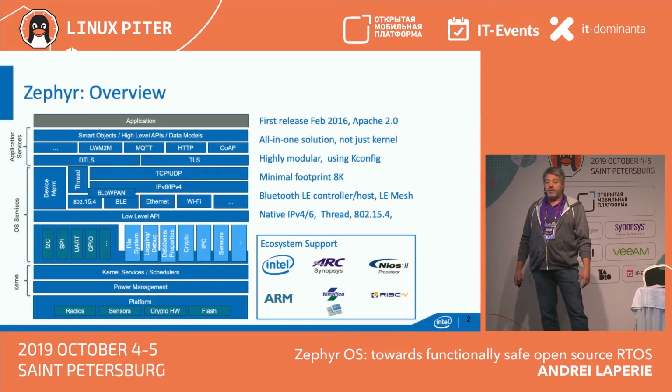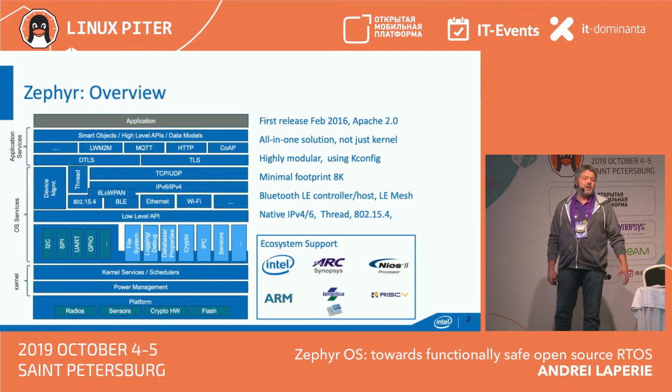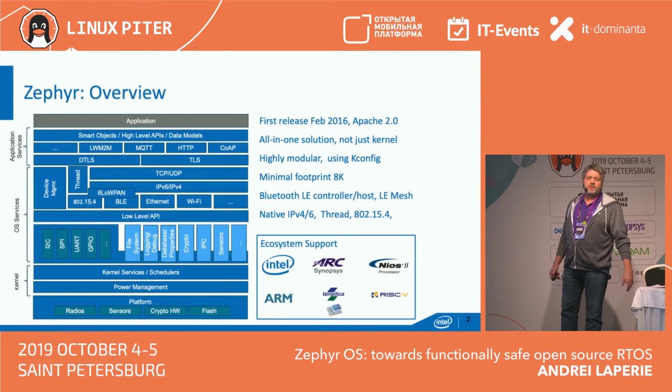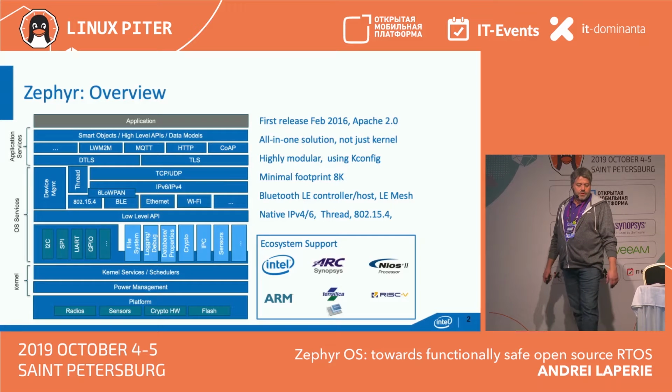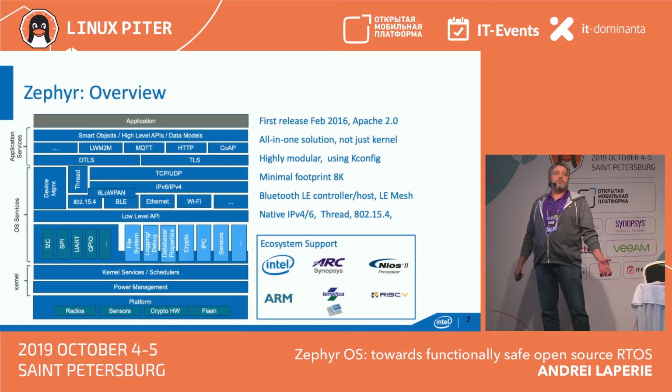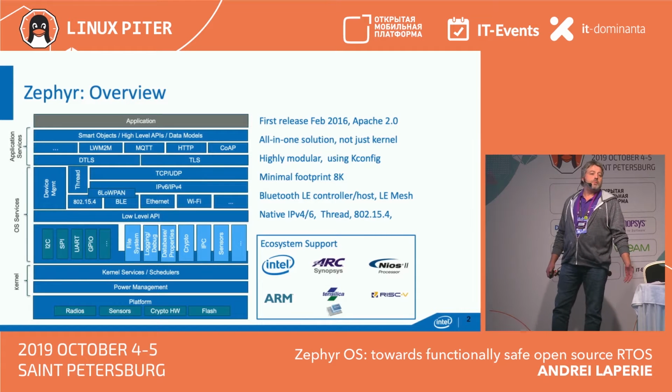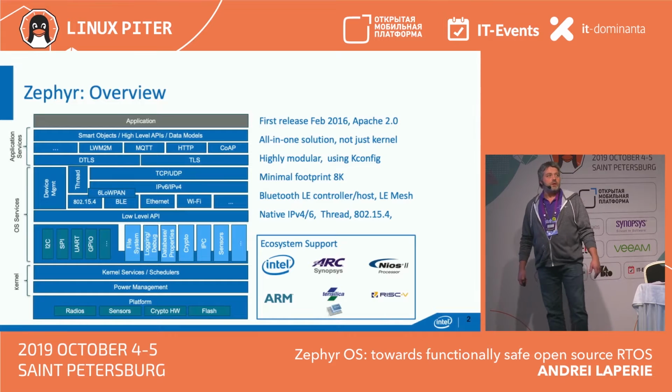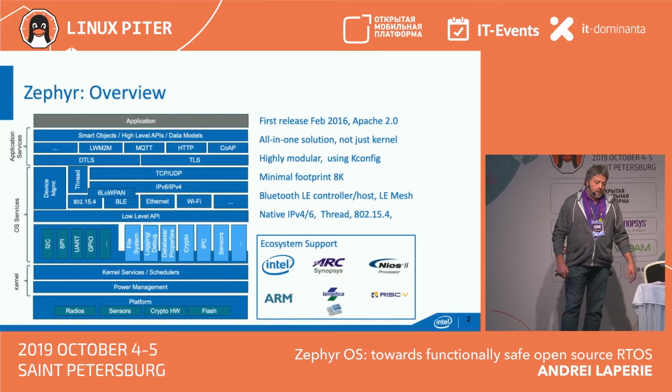The minimum configuration in which Zephyr can operate is 8 kilobytes, though commonly that is about 32 kilobytes. For instance, into 32 kilobytes we can even install a Bluetooth mesh stack launched on Nordic controllers.